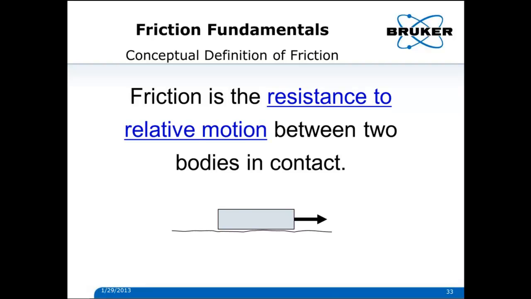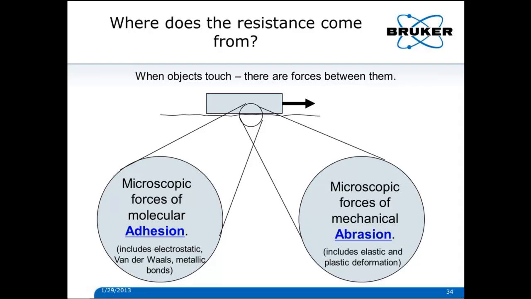And what happens with these bodies in contact? Where they touch, there's forces between them. And these forces can be split up into microscopic forces of molecular adhesion, which are electrostatic, or van der Waals, or metallic bonds, or microscopic forces of mechanical abrasion. And abrasion includes elastic and plastic deformation. And this will play a role in wear as well as friction.